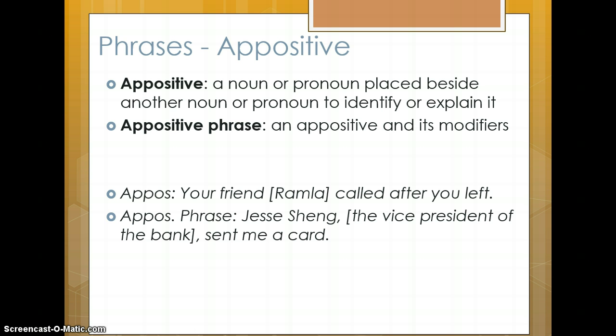So, your friend called after you left. That doesn't give me full information because the point is that Ramala called. So, because it's required, it needs to be there. I don't have commas around it. On the other hand, in the second example, Jesse Sheng sent me a card. That gives us all the information we really need to make sense of the sentence. The vice president of the bank, that's just clarifying. It's explaining who Jesse Sheng is. Since it's not vital to our understanding of the sentence, we put it in between commas.